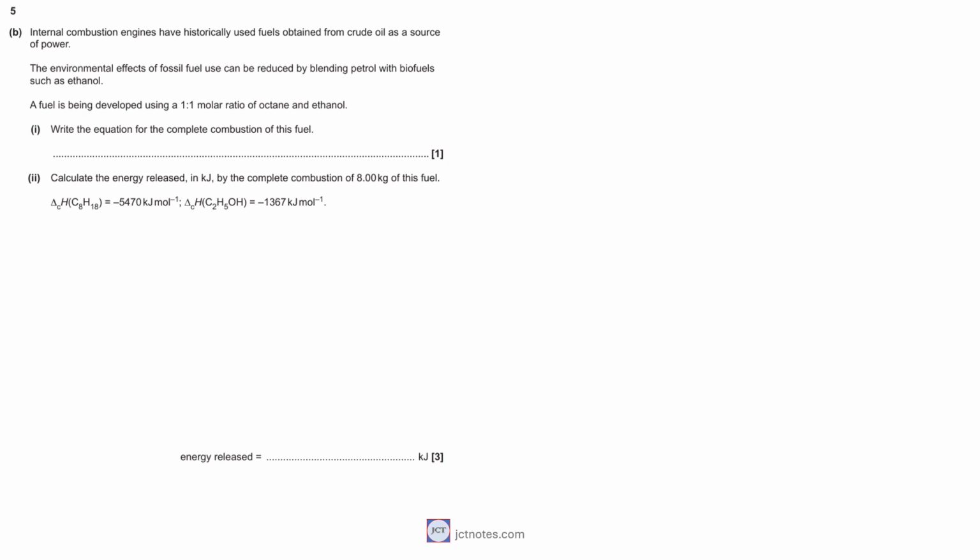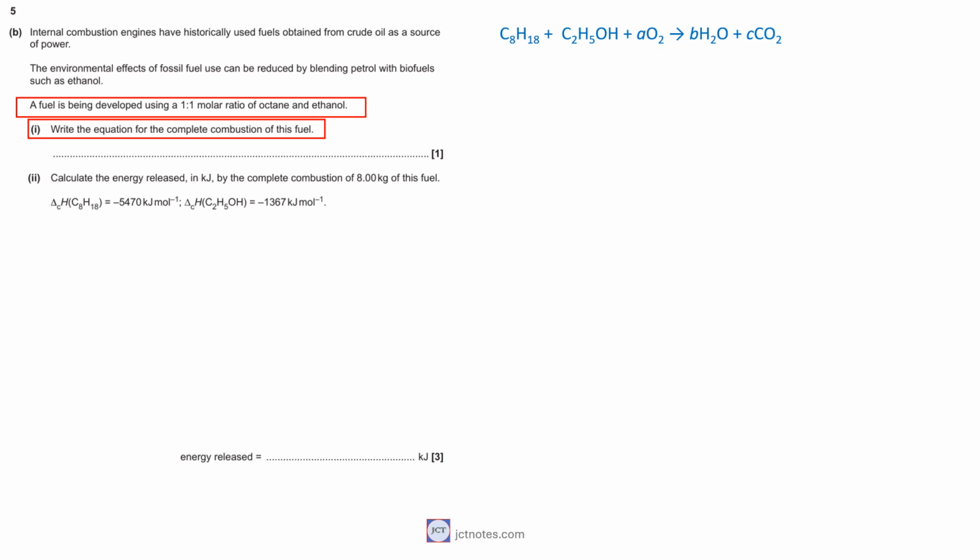Part B of question 5 is about a fuel formed by a 1:1 molar ratio of octane and ethanol. We have 2 questions. In the first question, we are asked to write the equation for the complete combustion of this fuel. As the complete combustion of hydrocarbons and ethanol produces water and carbon dioxide, for a 1:1 molar ratio we can write the equation: 1 mole of octane plus 1 mole of ethanol plus A moles of oxygen produce B moles of water and C moles of carbon dioxide.